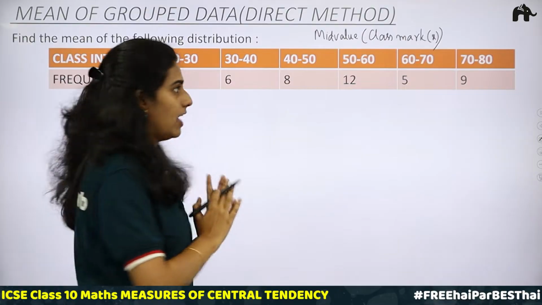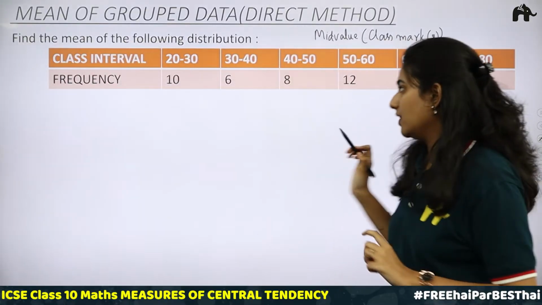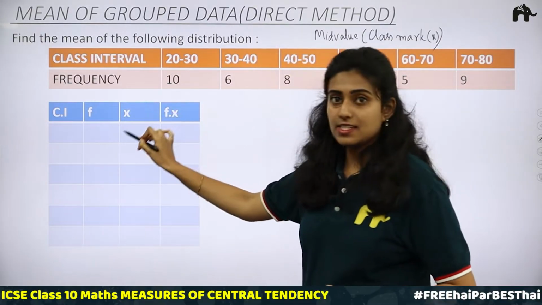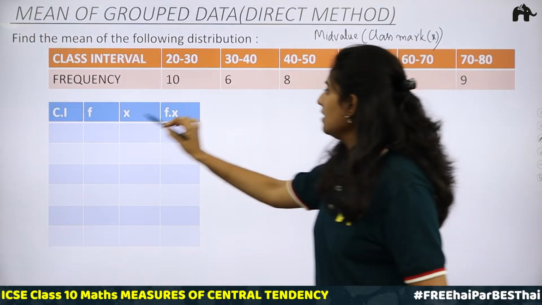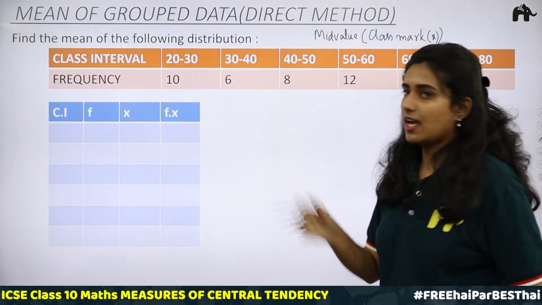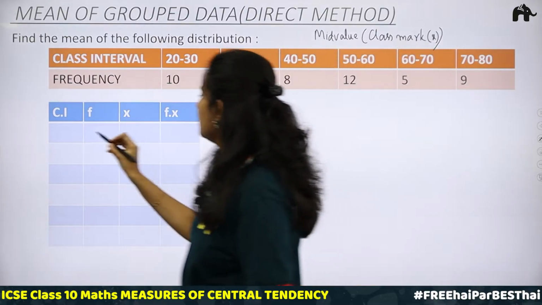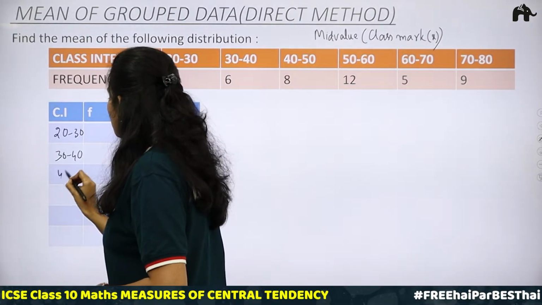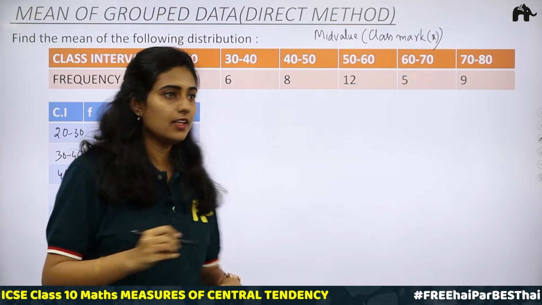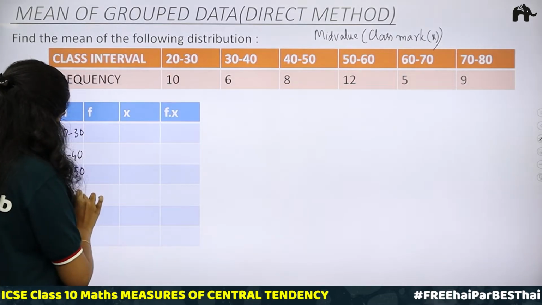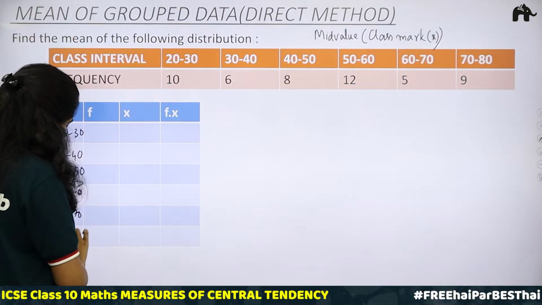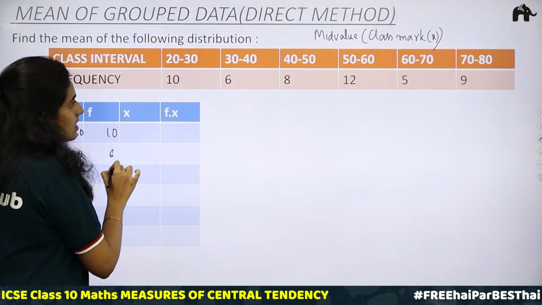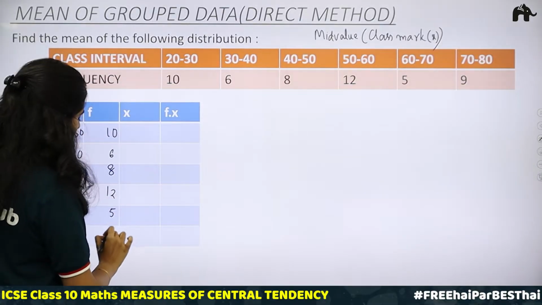How to find the mid value? In the table, you will have the class interval, frequency, then comes x. x is the mid value or the class mark. Then you will find the product of frequency and the class mark. The intervals are 20 to 30, 30 to 40, 40 to 50, 50 to 60, 60 to 70 and 70 to 80. The corresponding frequencies are 10, 6, 8, 12, 5, 9.